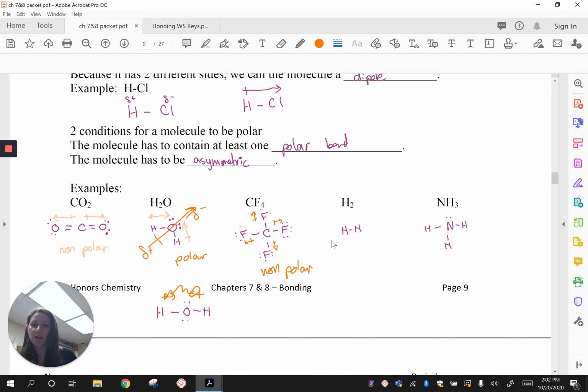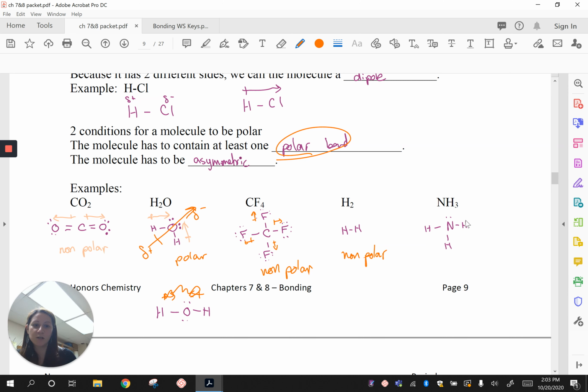Let's look at hydrogen. Well, this is definitely symmetric, right? There's not even a polar bond. They have the same electronegativity. There's no pull in any way, and so this definitely is nonpolar. You have to have at least one polar bond before you even check symmetry. But this is symmetric anyways.